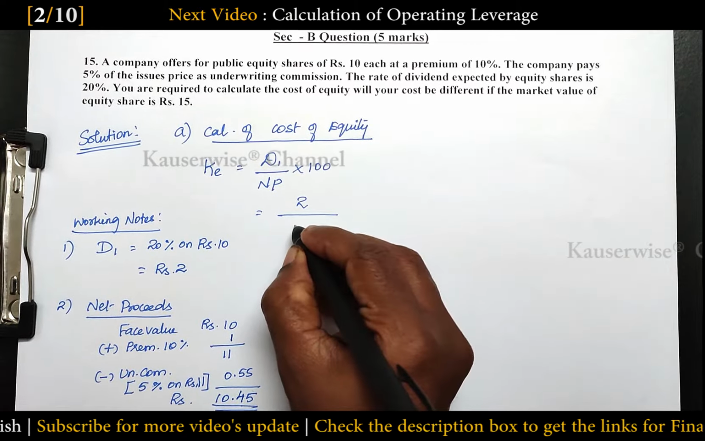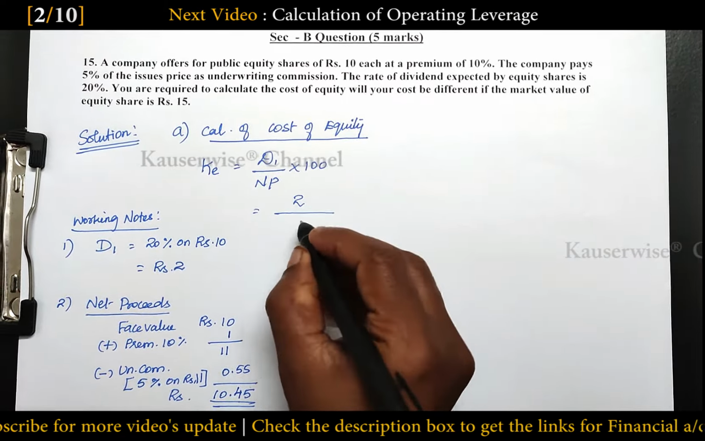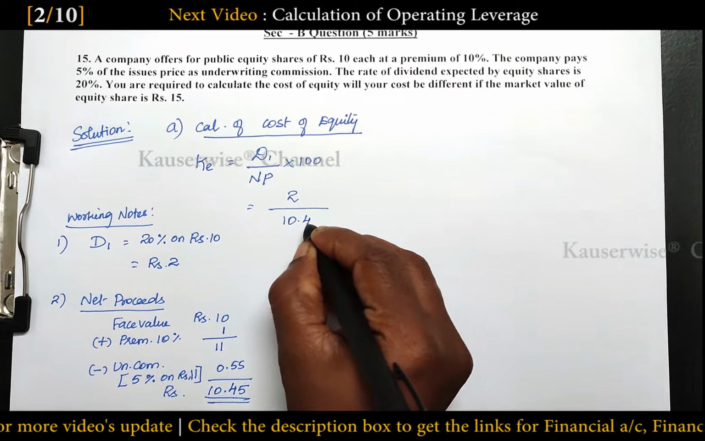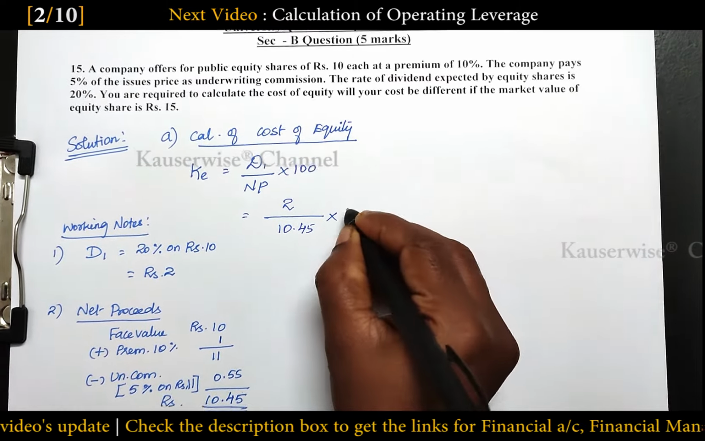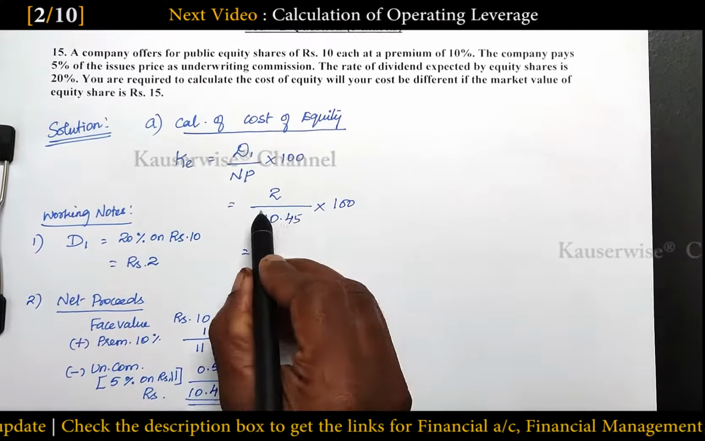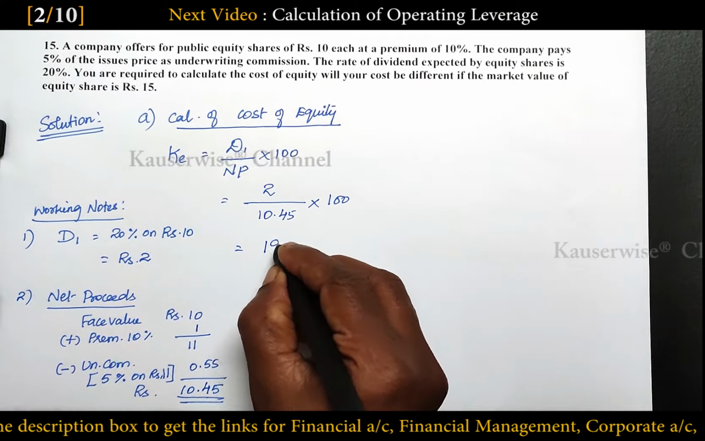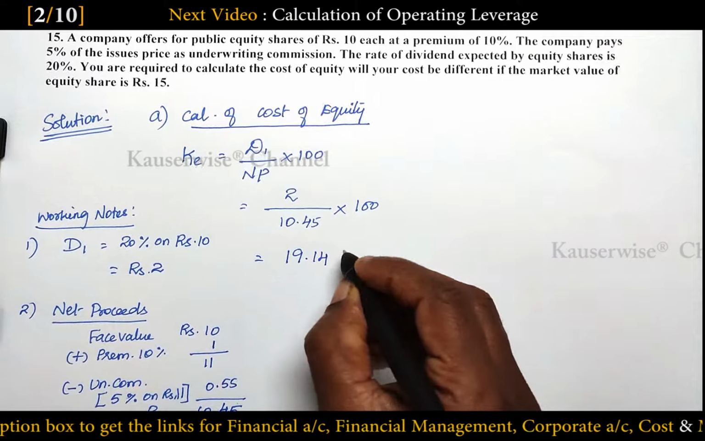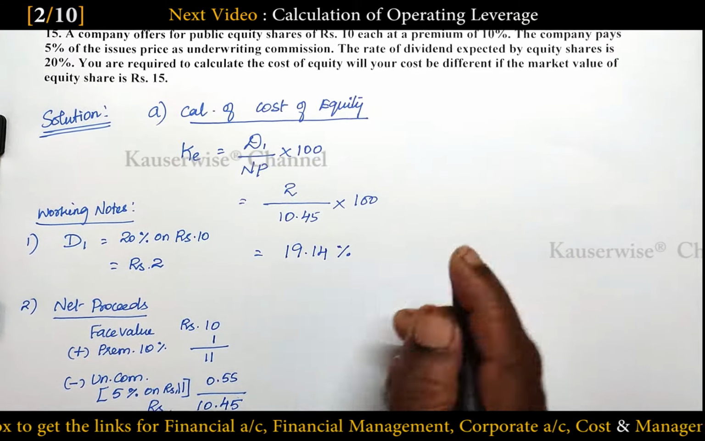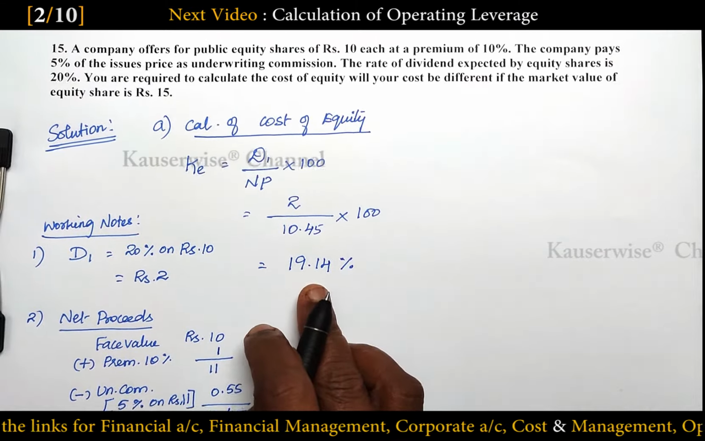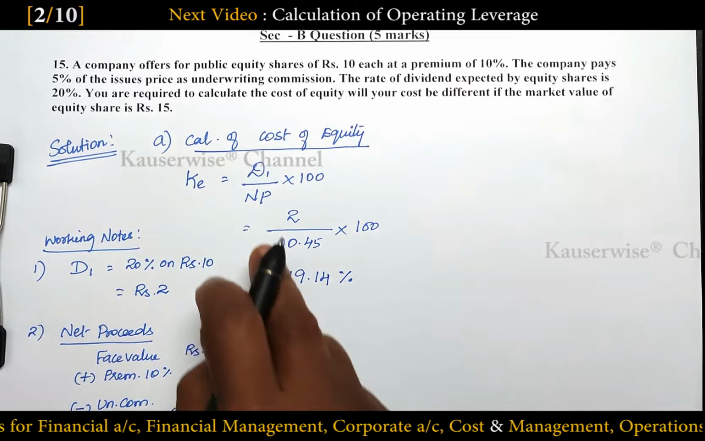Now substitute this value. 2 divided by NP. NP how much? 10 rupees 45 paise into 100. So 2 divided by 10.45 into 100. You will be getting 19.14%. Okay. This is cost of equity according to the first calculation.